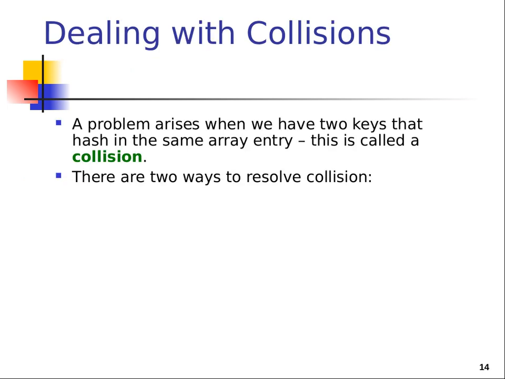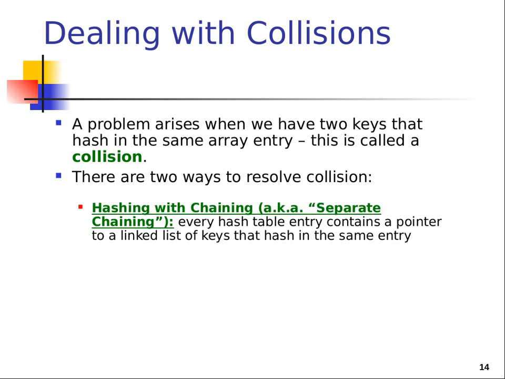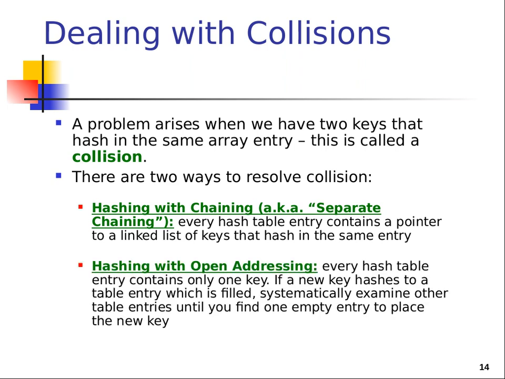Dealing with collisions, there's 2 common ways to resolve it. It's chaining, which I think is the more intuitive way to think about it, where a table entry contains a pointer to a linked list, and you just store all the items in that linked list. And then once you jump to the index, you search the linked list, and we're done. That's definitely the simpler way, in my opinion. The other way is called open addressing. Every entry only contains 1 key. If a new key hashes to an entry which is filled, somehow examine other table entries until you find an empty one and put the key there. We'll get to why that gets very complicated very quickly next class. But let's just focus on chaining for now.